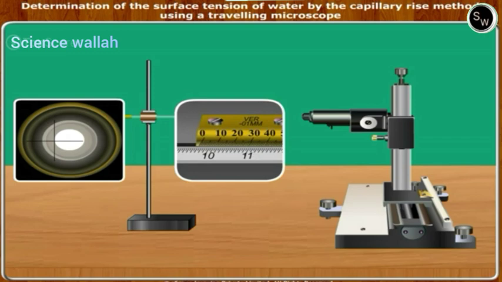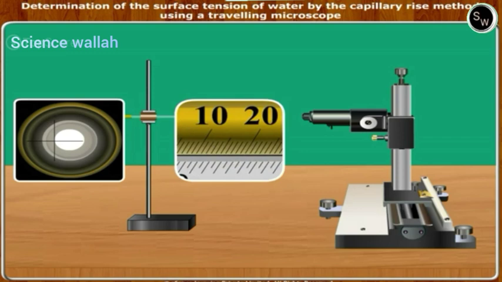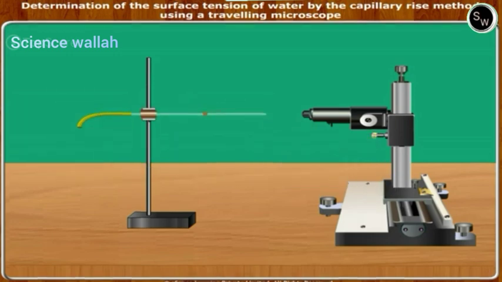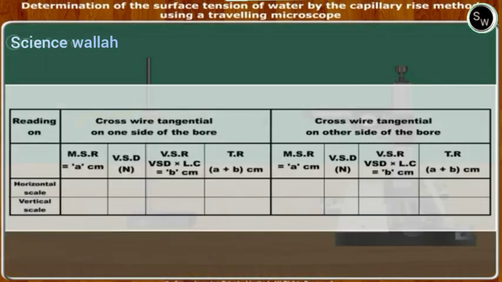For the vernier scale division, locate the one out of 50 divisions of the vernier scale which coincides with any one of the main scale. Here, it is the 15th division of the vernier scale that is coinciding. Therefore, VSD, that is vernier scale division, is 15. Note the reading X1 in table 1, observation number 1.